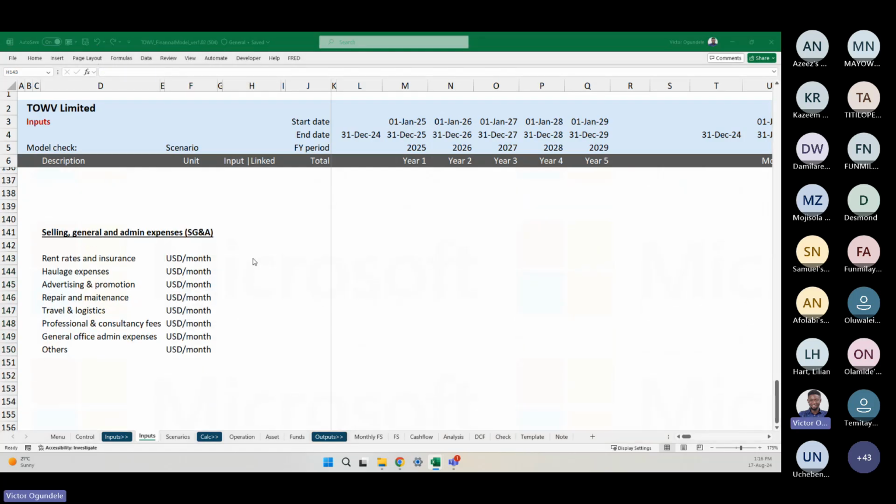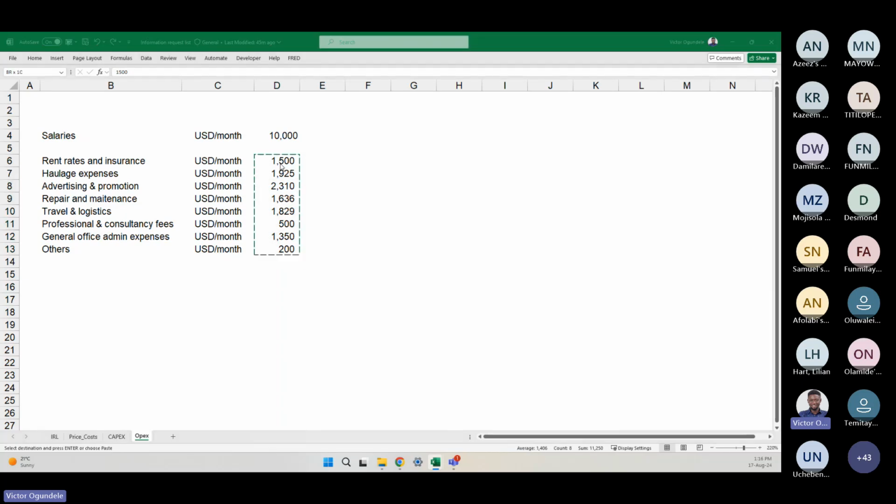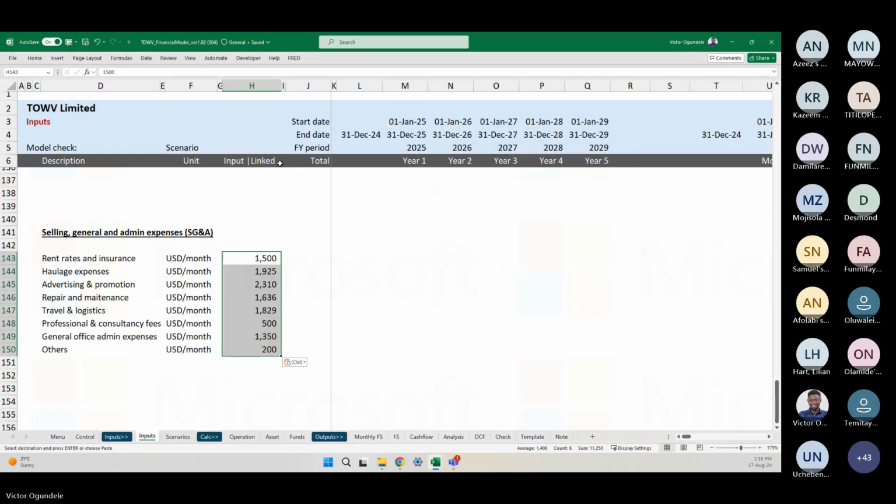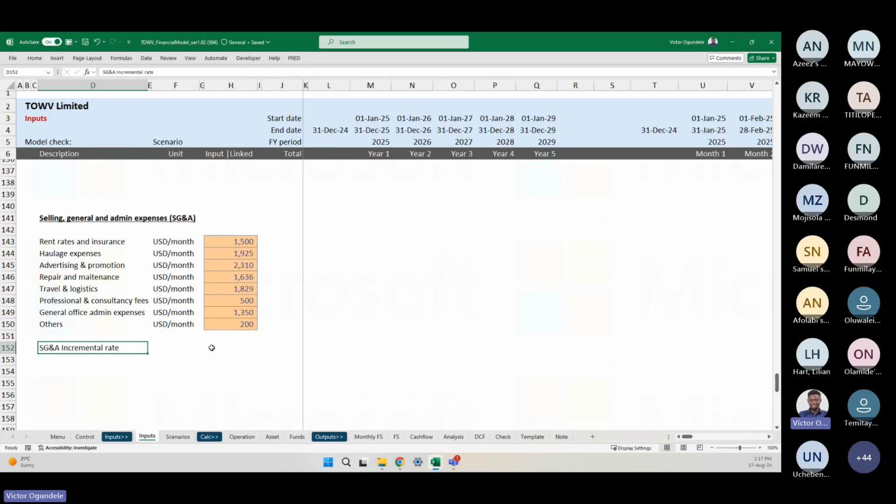You can go to our information request list and copy this value and put them here. Put it in my input cell style. And below, you can now add SG and A, monthly SG and A, management, or let's just put SG and A incremental rate. So in case they decide at the end of the period they want to increase any of the operating expenses.